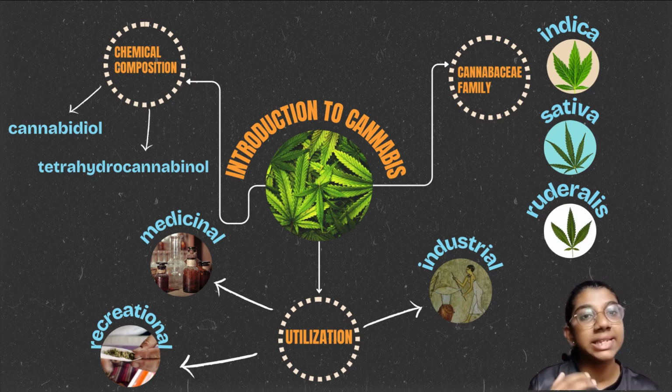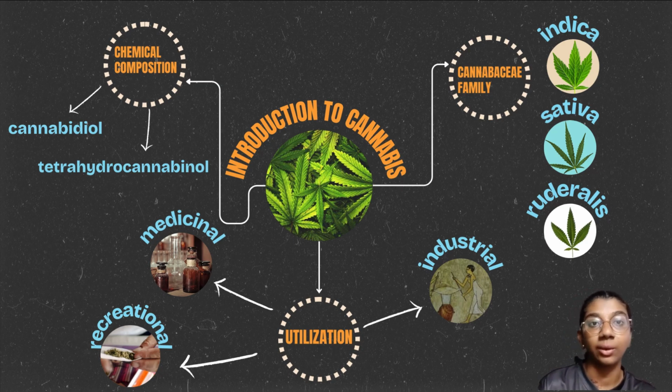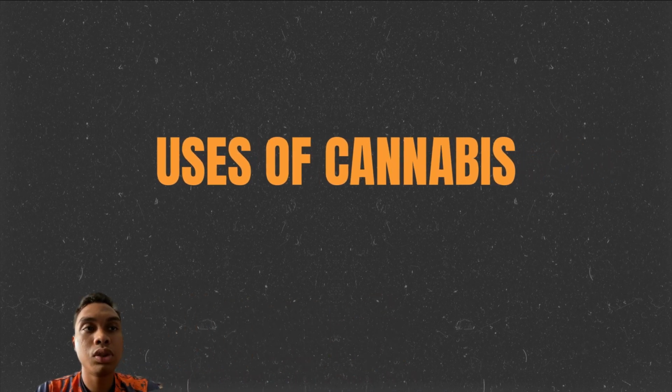For example, cannabis has been used for thousands of years for its medicinal, recreational, and also industrial applications. Ancient cultures in Asia, the Middle East, and Africa utilized cannabis for its psychoactive effects, pain relief, and as a textile fiber. For chemical composition, cannabis contains over 100 cannabinoids, with tetrahydrocannabinol and cannabidiol being the most studied. Tetrahydrocannabinol is responsible for the plant's psychoactive effects, while cannabidiol is non-psychoactive and known for its potential therapeutic benefit.